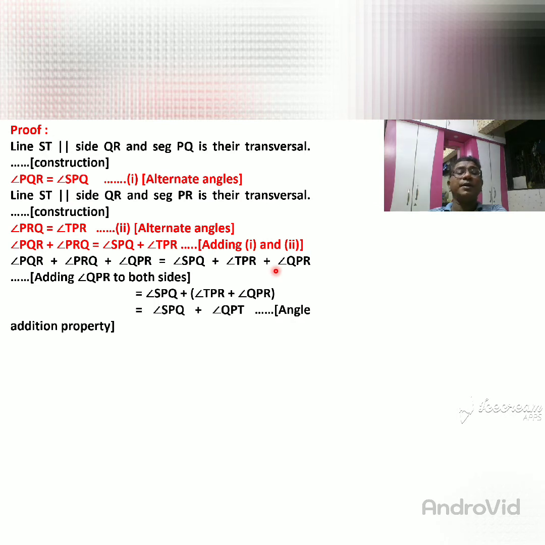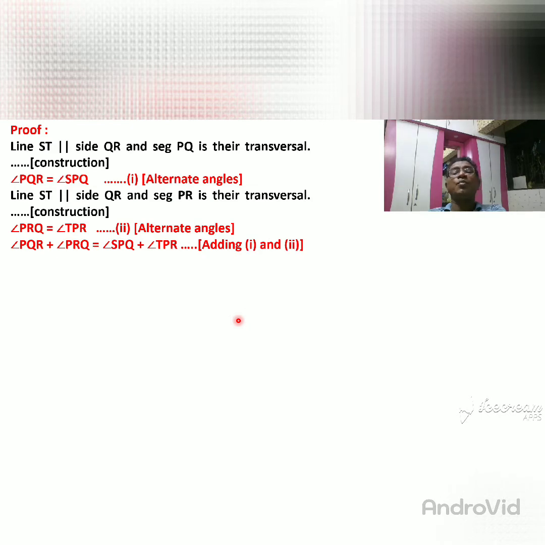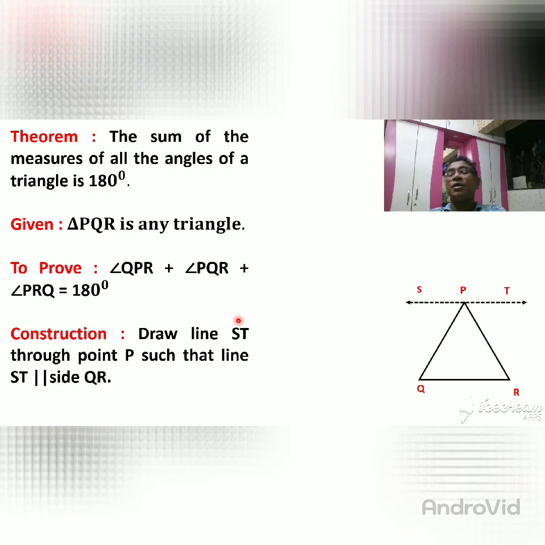Then we are going ahead. See, angle addition property: SPQ plus QPT, that angle is added. So I go back to show you SPQ plus QPT, that angle is added. See, this is the S, this is the P, and this is the Q. Then they say angle QPT is added, so angle TPQ is added.